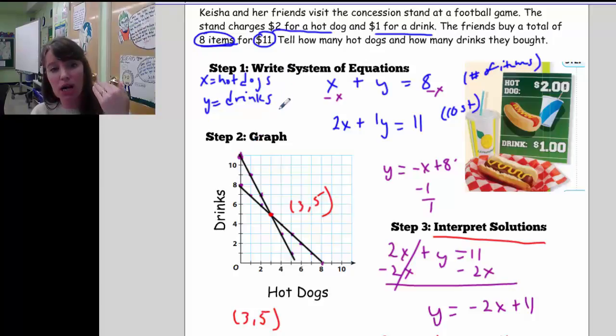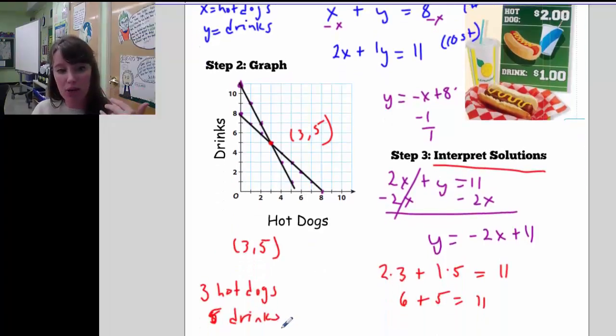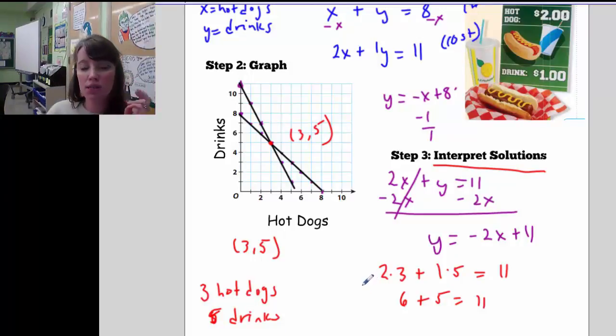So now I'm looking at hot dogs and drinks, and my interpretation is really important, because the hardest part is looking back at your answer and thinking about what this means in terms of the word problem. All right, so this is how you can build and solve a system of linear equations based on a word problem. And that's the end of the lesson for today.